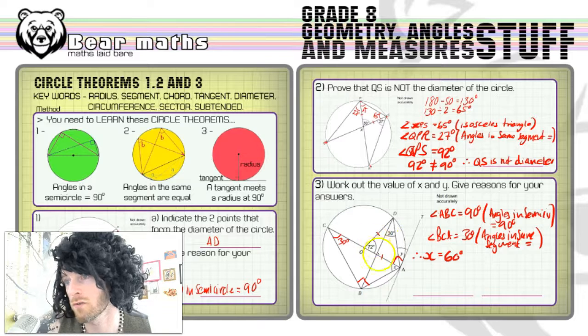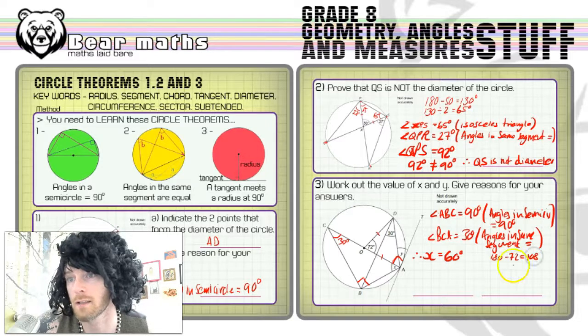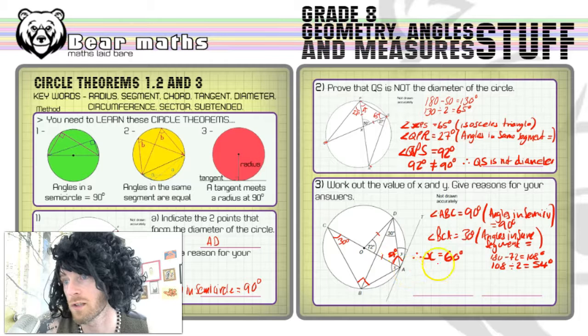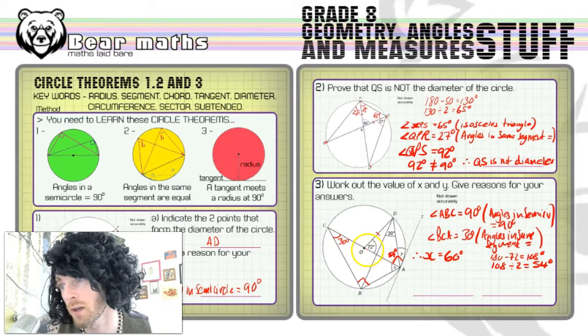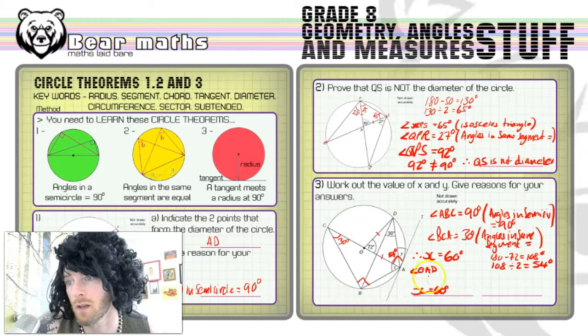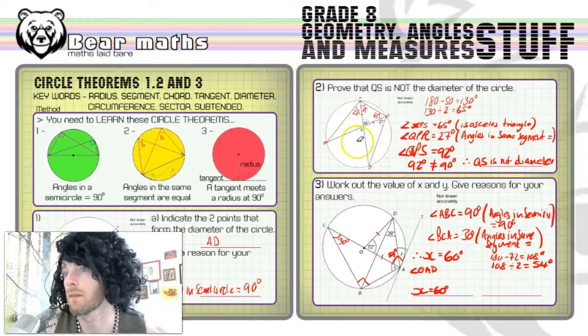If we do 180 take away 72, all right, that's going to be 108, and then divide by 2. So I'll just write down what I'm saying there. So 180 minus 72 equals 108, and then 108 divided by 2 equals 54 degrees. All right, so this angle here is 54 degrees, because of an isosceles triangle rule. So we're going to say that angle OAD, let me just write down x equals 60 down here in the answer space.